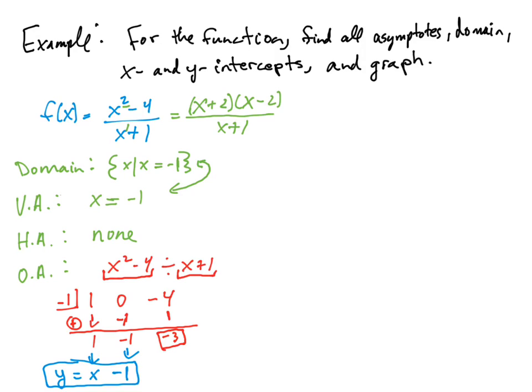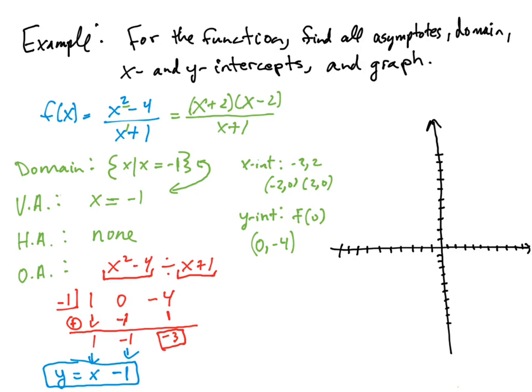All right. We need to find x and y-intercepts. So x-intercept, we want to set the numerator equal to 0 and solve. The numerator is going to be 0 at -2 and 2. So we'll have -2 comma 0, and then we'll have 2 comma 0 as the x-intercepts. For the y-intercept, remember, we want to find f of 0. So when I plug in 0 into this function, I get -4 over 1. So this is going to be 0 comma -4.